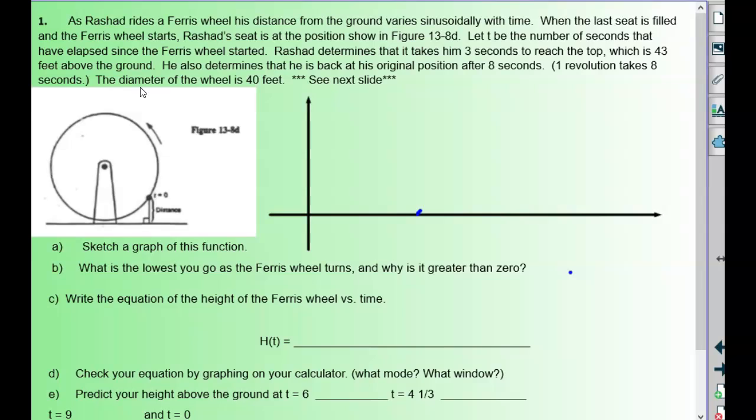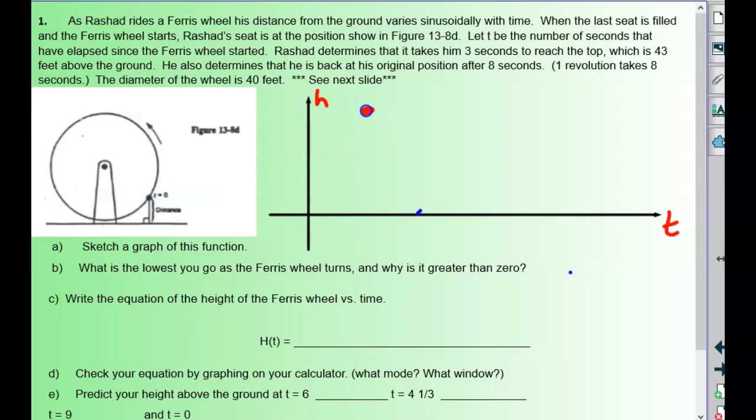So we're on this Ferris wheel question, and again, the issue is students will often read this and say, let t be the number of seconds, so this is t, and this is his height. Rashad determines it takes him 3 seconds to reach the top. Okay, so people think that means that he started at the bottom and went to the top in 3 seconds, or that somehow we know exactly where he was here.